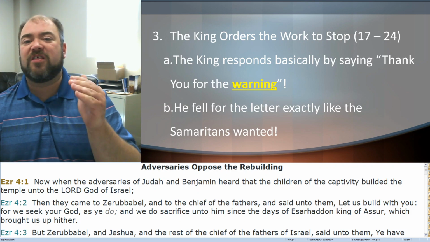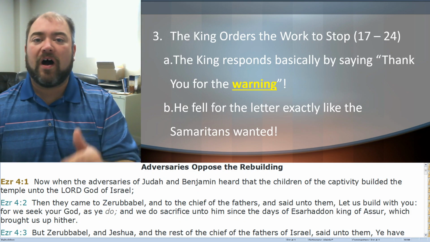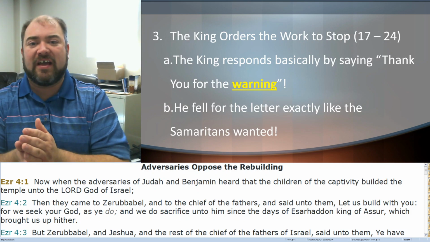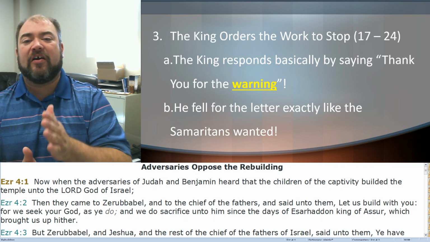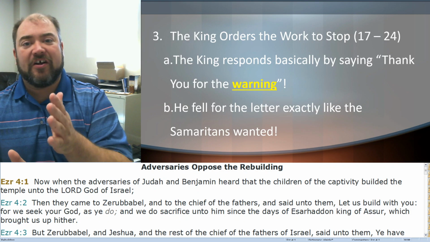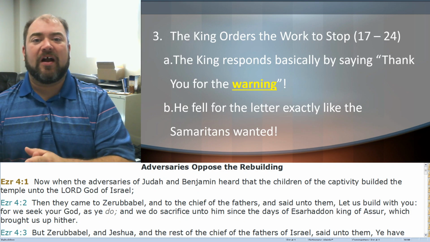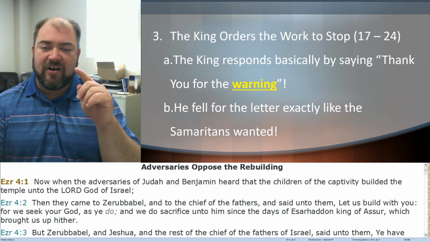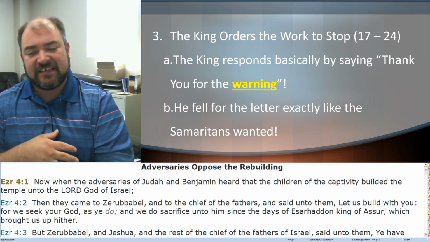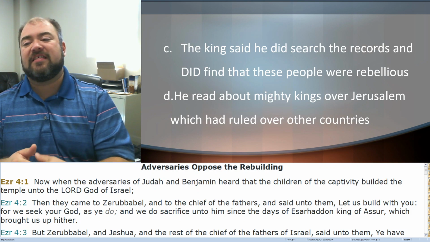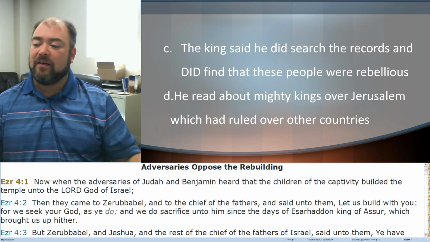And he fell for the letter, exactly what the Samaritans wanted. I mean, hook, line, and sinker. He did exactly what the hired help was hired to do. They were hired to cause doubt. They were hired to cause fear. They were hired to get him to stop. And it's exactly what happened. Everything that they wanted done is exactly what he did.